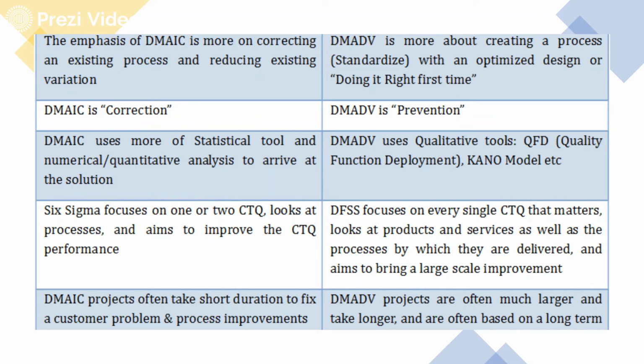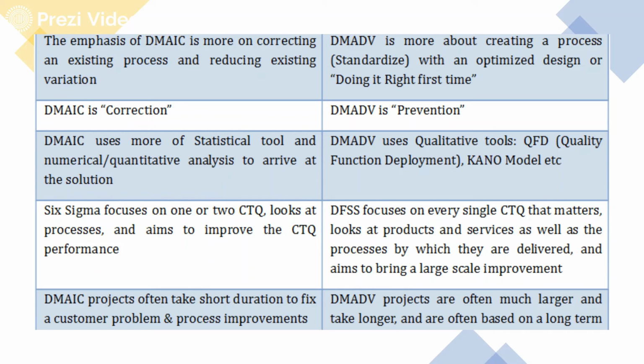DMAIC actually uses more statistical tools and numerical, quantitative analysis to arrive at the solution. Whereas when we talk about DMADV, since it talks about the verification in the design, it uses qualitative tools like the Kano model or QFD. DMAIC involves one or two CTQs, looks at the processes and ultimately aims to improve the CTQ. Whereas DMADV focuses on every CTQ that matters and looks at the product and services at the same time as they are being delivered, and aims to bring a large-scale improvement.